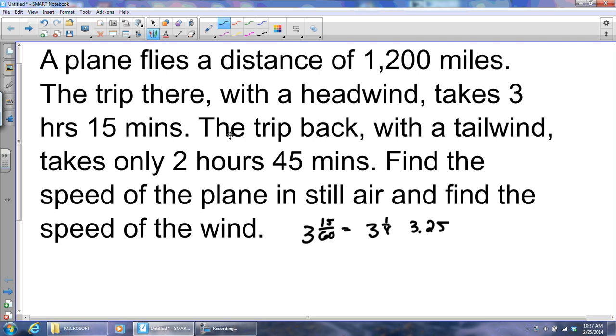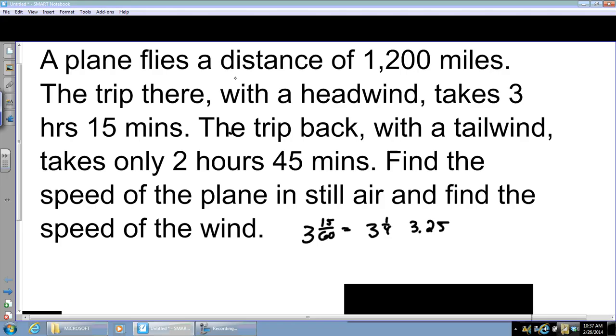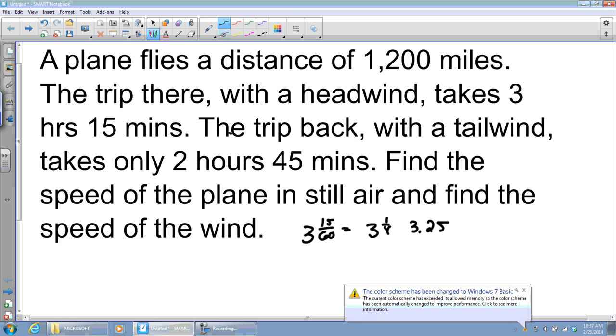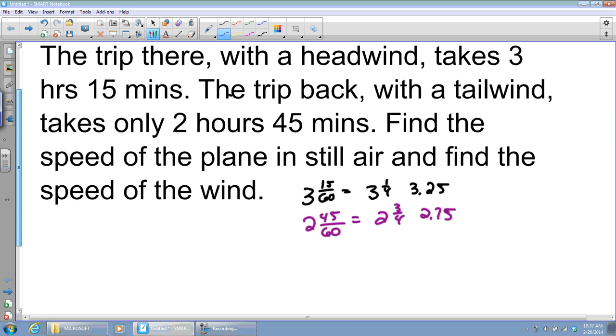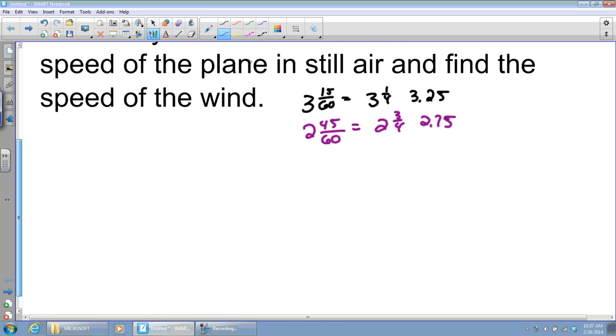All right. Anyway, so the trip back with a tailwind takes only 2 hours 45 minutes. 2 hours 45 minutes would be the same as 2 45/60ths, right? And that'll be 2 3/4, or you could use the decimal 2.75. I think I'm going to use the decimals because they'll be a little bit easier to work with in the problem. Find the speed of the plane in still air and find the speed of the wind.